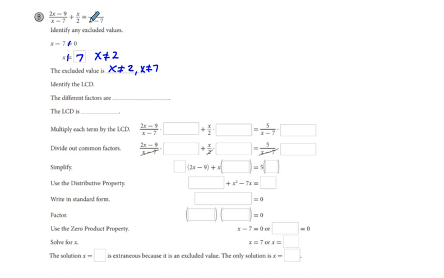And identify the LCD. Well, the different factors are going to be 2 and x minus 7. So the LCD is 2 times quantity x minus 7. So now we're going to multiply each term by the LCD, 2 times quantity x minus 7.